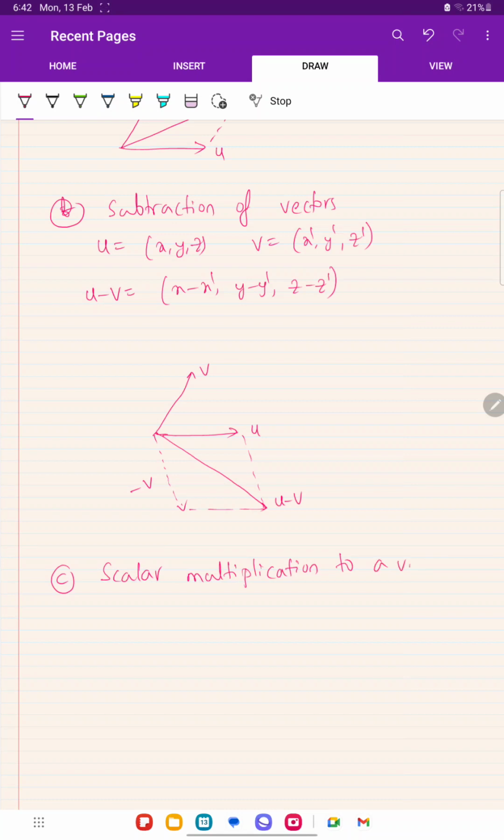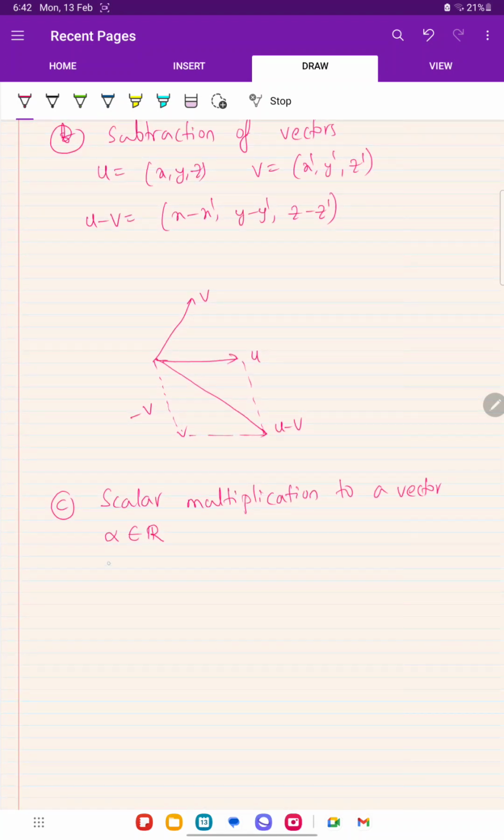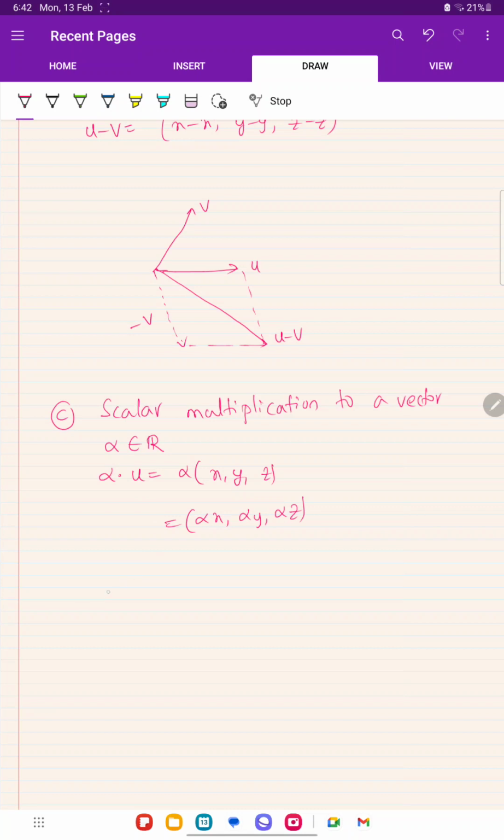to a vector. So let us consider a scalar alpha, which belongs to the set of real numbers, which is called the set of scalars. Now the scalar multiplication to a vector u, this is alpha into (x, y, z), which is equal to (alpha x, alpha y, alpha z). This is how we find the scalar multiplication for the vector u. Similarly for vector v, which is (x dash, y dash, z dash), this is (alpha x dash, alpha y dash, alpha z dash). This is how we find scalar multiplication of a vector.